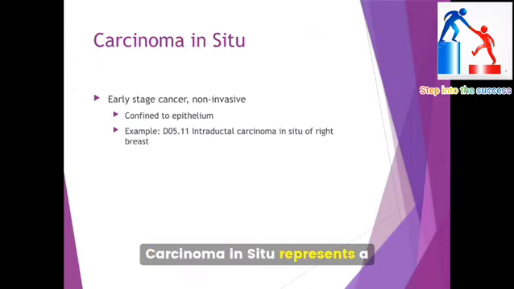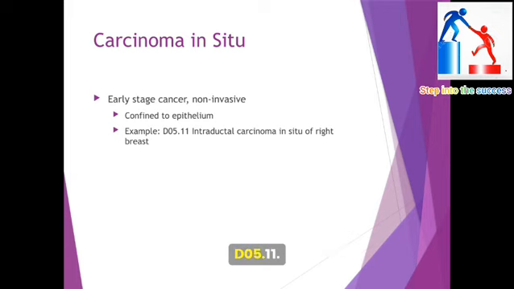Carcinoma in situ represents a very early stage of cancer. The term in situ means in its original place. These cells are cancerous, but they are still confined to the epithelium and haven't broken through the basement membrane to invade deeper tissues. A common example is intraductal carcinoma in situ of the breast, coded as D05.11.